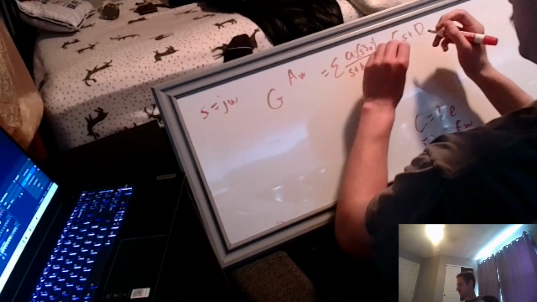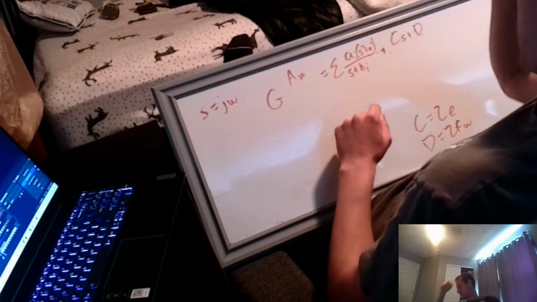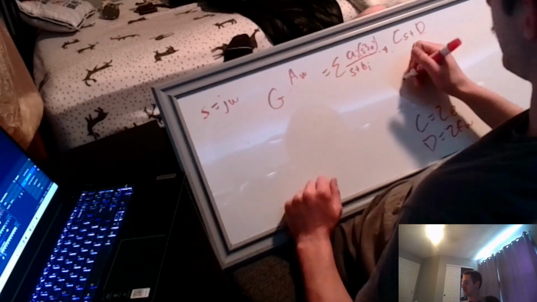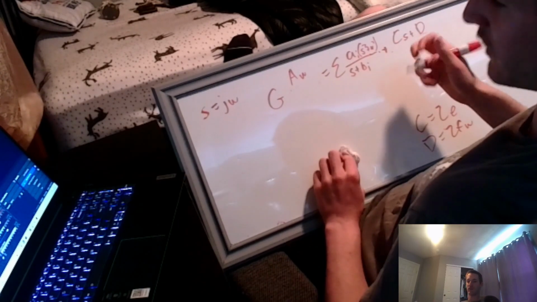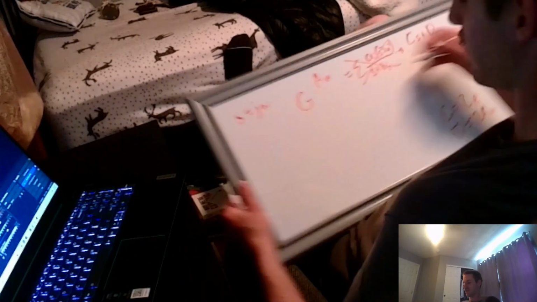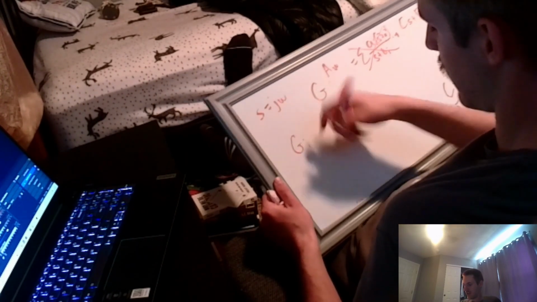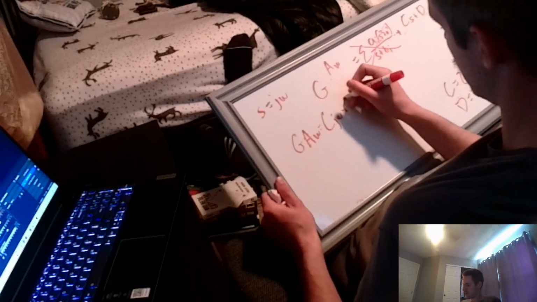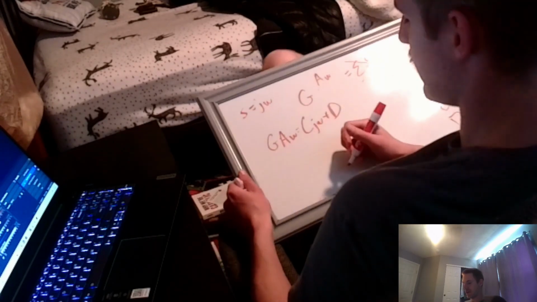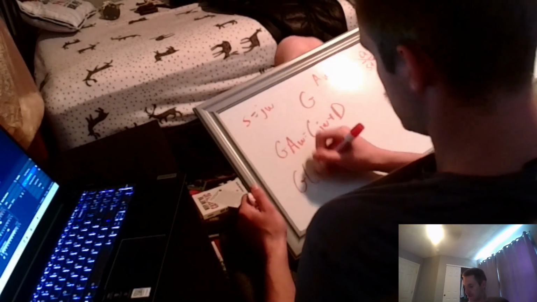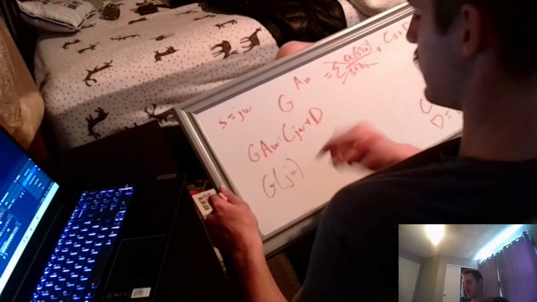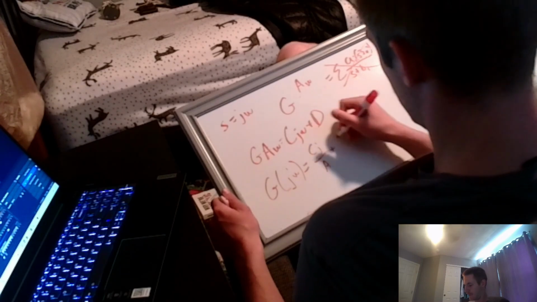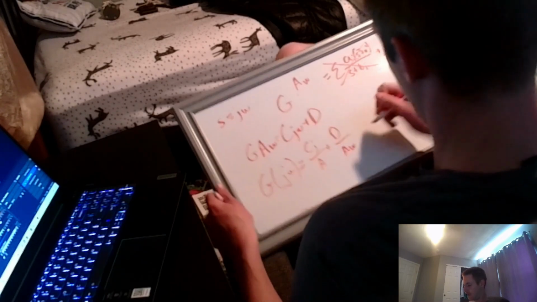Right? And we'll see that the S squared plus omega squared, when we substitute S equals J omega, becomes negative omega squared plus omega squared. So that cancels out. So we have G A omega equals CJ omega plus D. Now dividing by A omega, the transfer function at J omega equals CJ over A plus D over A omega.